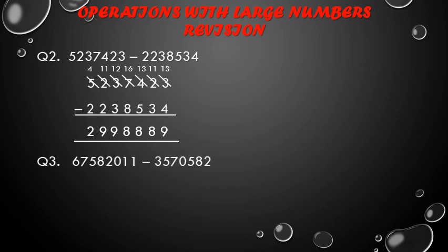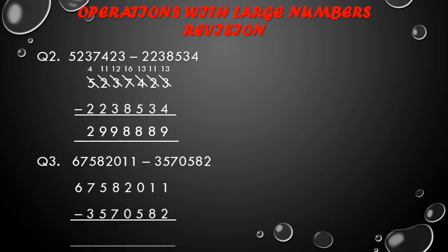Now let's come to the next question. In the next question we have to subtract 3570582 from 67582011. So again we will put the larger number at the top and the smaller number at the bottom, and then we begin the subtraction from the ones place. So we will subtract 2 from 11 by borrowing 110 from the 10 place.